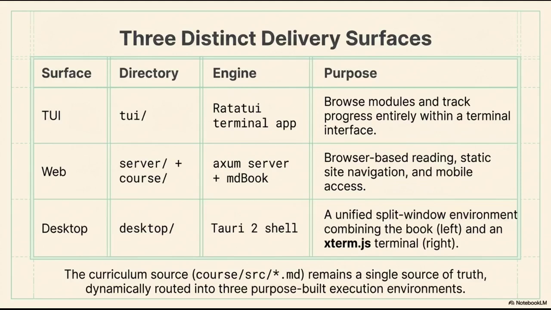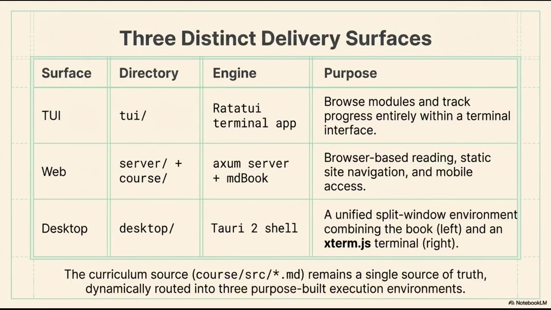Next, we have our web surface, built from two directories. It leverages an Axum server combined with MDBook. This surface provides browser-based reading, static site navigation, and ensures seamless mobile access, making the content accessible from any web-enabled device.